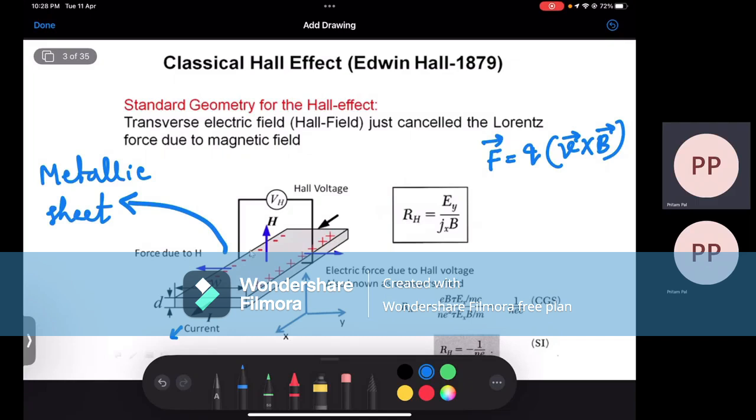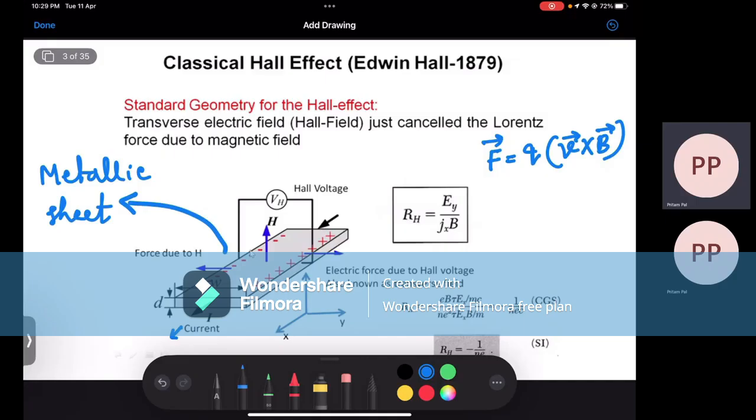This is called the Hall voltage. After a certain time, there is a steady state when this force and this force become equal in magnitude but opposite in direction, so there is no further charge accumulation. This effect is known as the Hall effect.